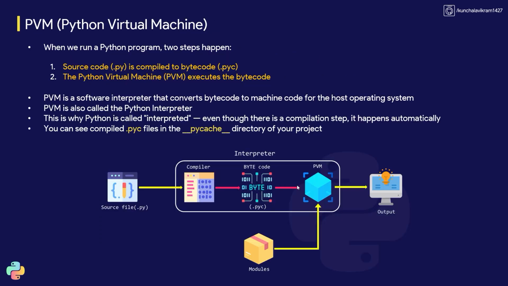When you run a Python program, usually two things happen. First, the source code is converted into bytecode in .pyc format. Second, the Python virtual machine, which is also known as the interpreter, takes this bytecode and executes it. If you look at the folders where you have the Python code, when you try to run them, you will see specific folders like __pycache__. This will have the Python compiled code, or the bytecode.